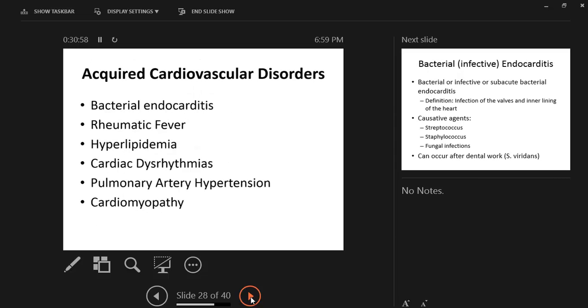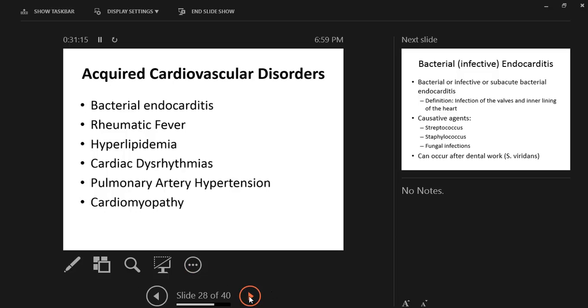Acquired cardiovascular disorders, we're going to look at each one of these individually. They are bacterial endocarditis, rheumatic fever, hyperlipidemia, cardiac dysrhythmias, pulmonary artery hypertension, and cardiomyopathy.